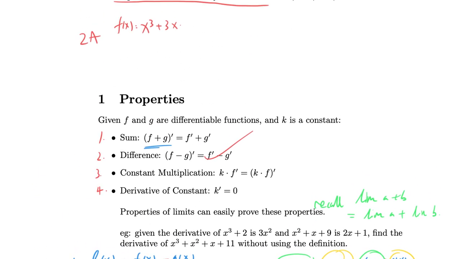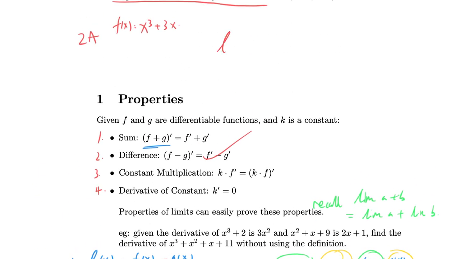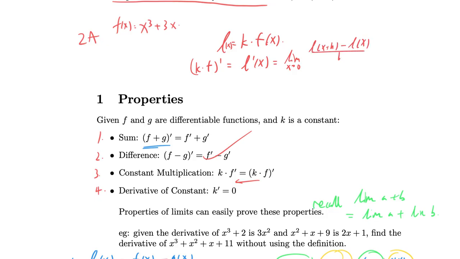Now for constant multiplication, what we could do is we could define L equals k times f of x. So L of x is equal to k times f of x. And so its derivative, we're going to go from right to left. So we're going to go like k times f prime is equal to L prime of x. And that would be equal to, well, you're going to do the limit as h approaches 0 of L of x plus h minus L of x over h.